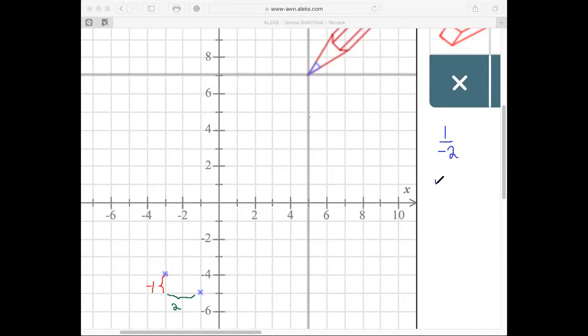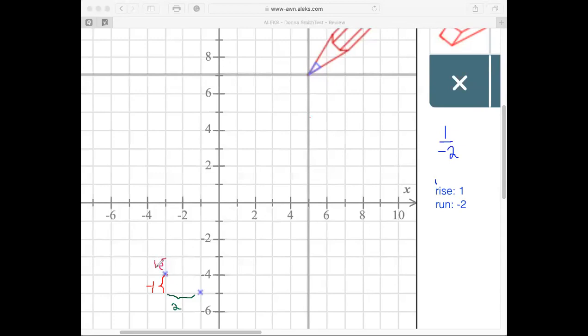Now my rise is going to be +1, and my run is going to be -2. Using the pen tool, and I'll change my colors now. So now I'm going to start at the ordered pair, but instead of going down 1, I'm going to go up 1.